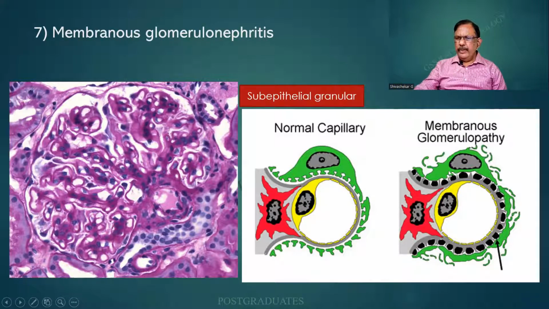The same picture of the capillary, glomerulus, and in membranous, I find that there will be the foot processes, and below that you find that the immune complexes get deposited. So basically, there is a deposition of the immune complex which precipitates a series of reactions that leads to the nephrotic syndrome. So sub-epithelial deposits, which are granular.